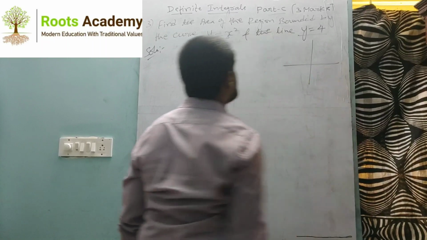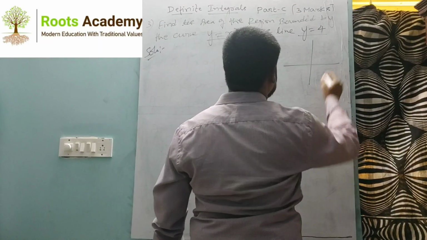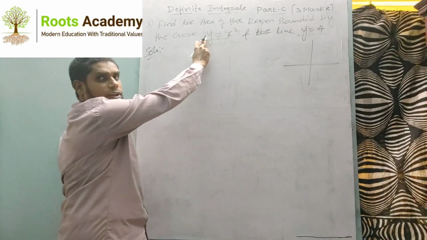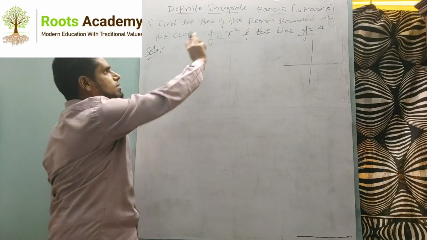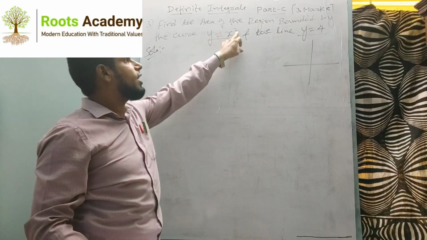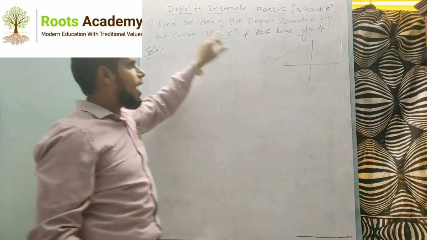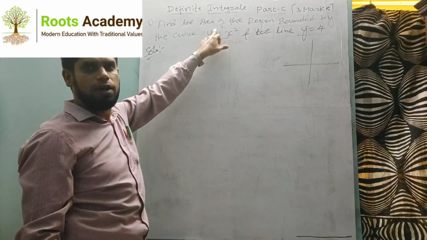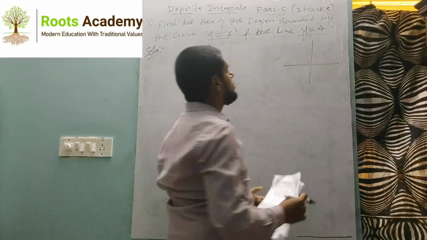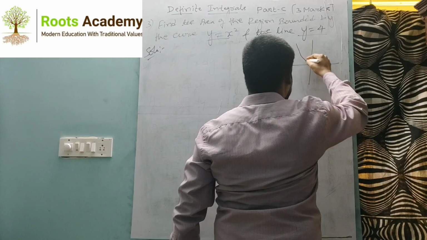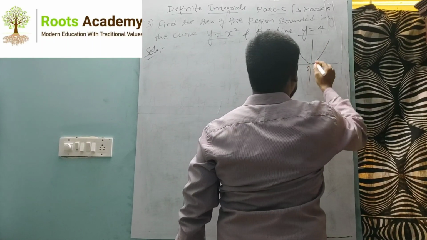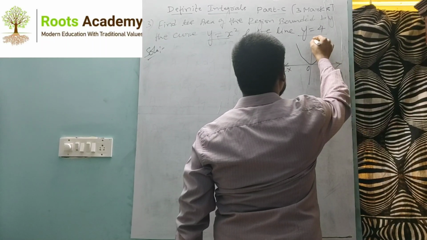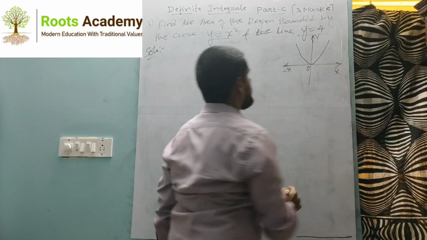See, the parabola is on the y-axis because it is x square is equal to y. Whichever variable doesn't have a square, that variable represents the axis. If x square is equal to y, y doesn't have any square, so this y represents the axis. So our parabola will be like this. This is origin 0. This is negative x, this is positive x, and this is positive y.